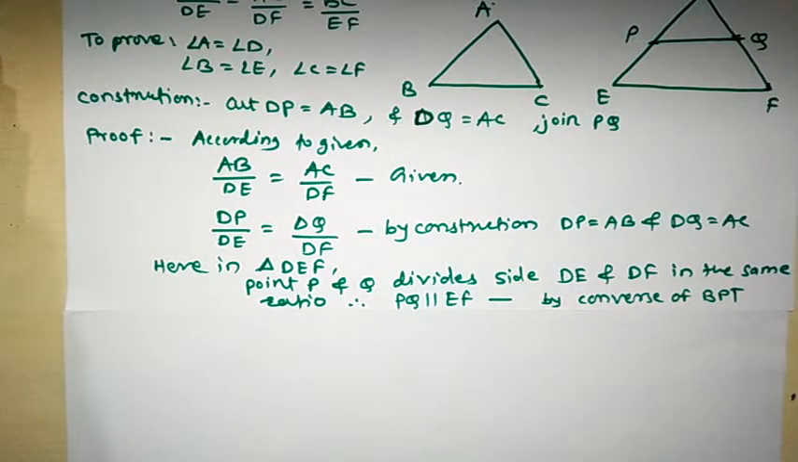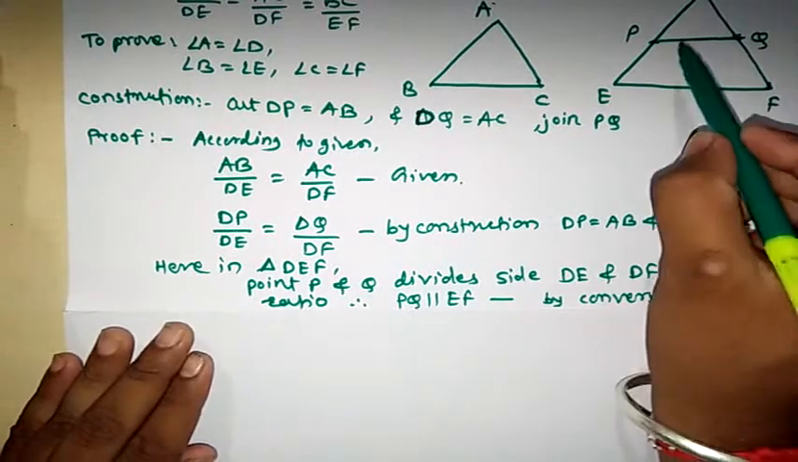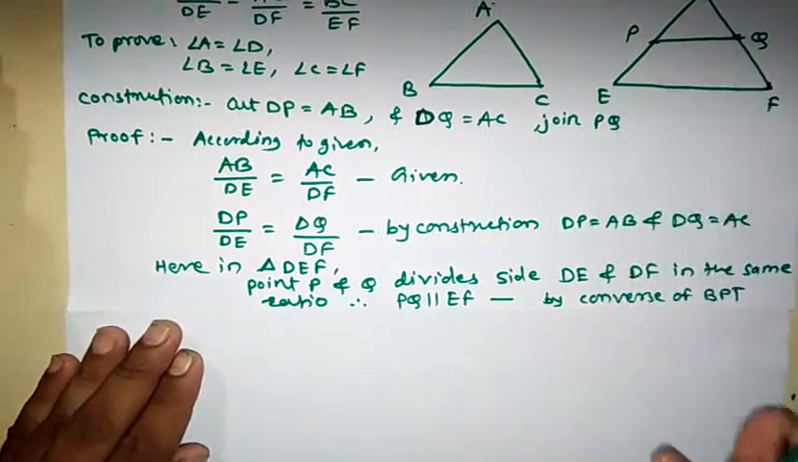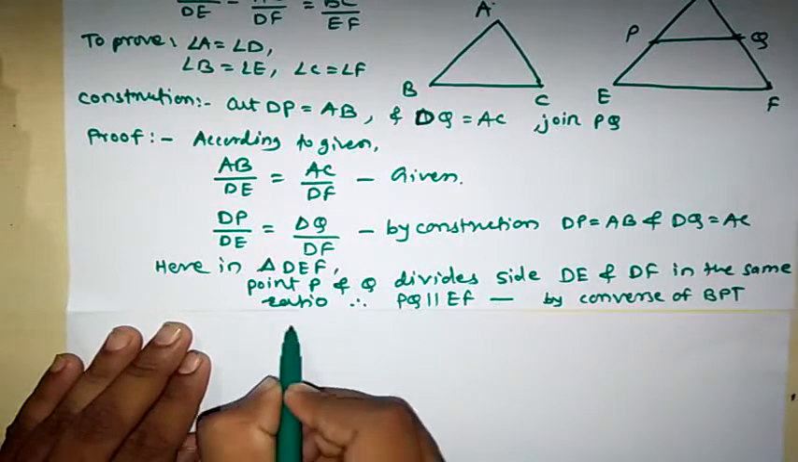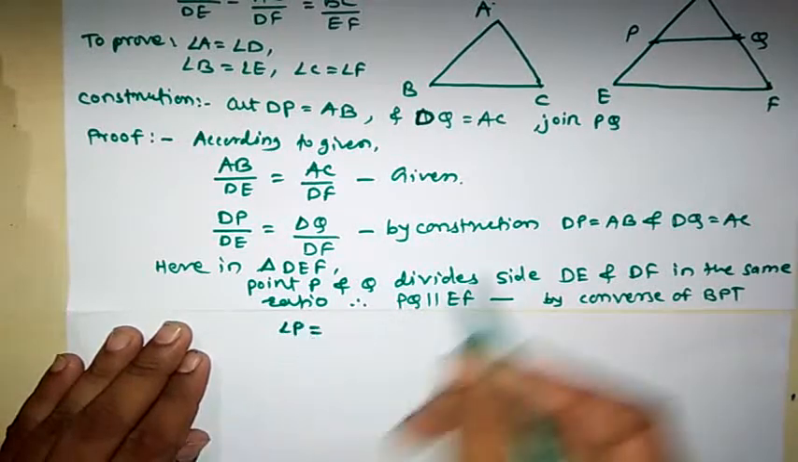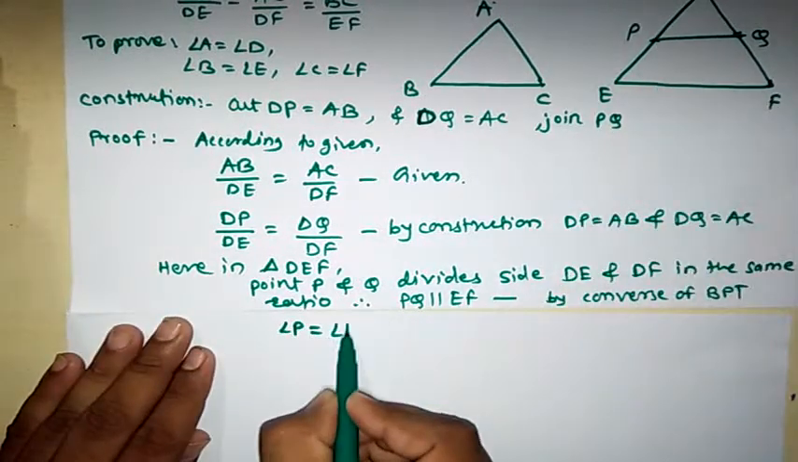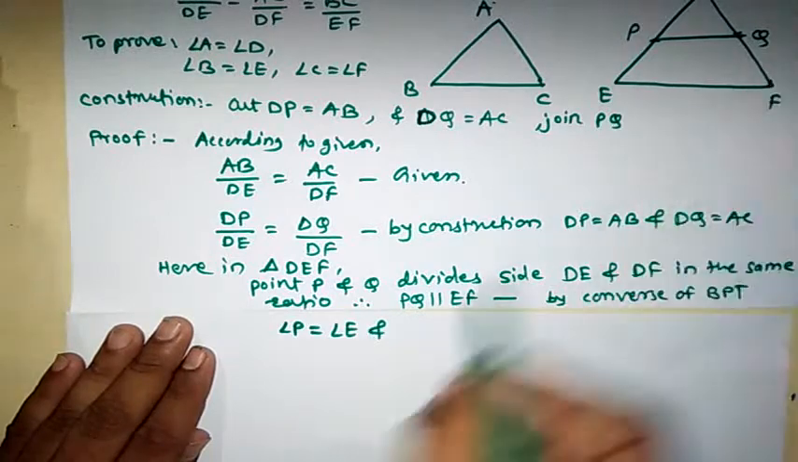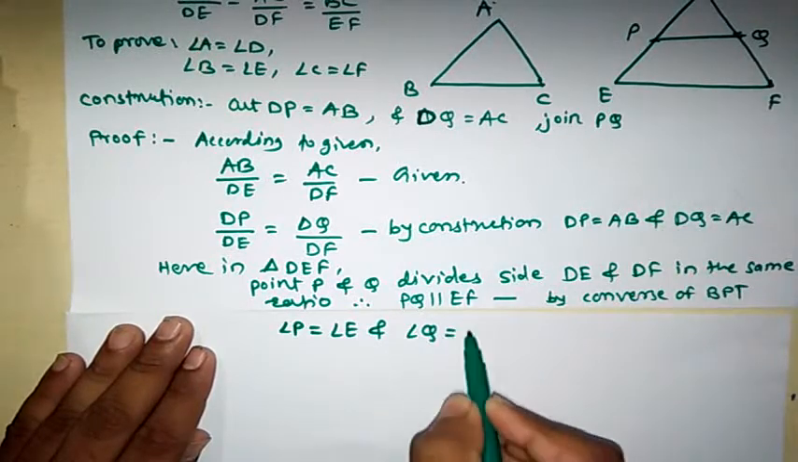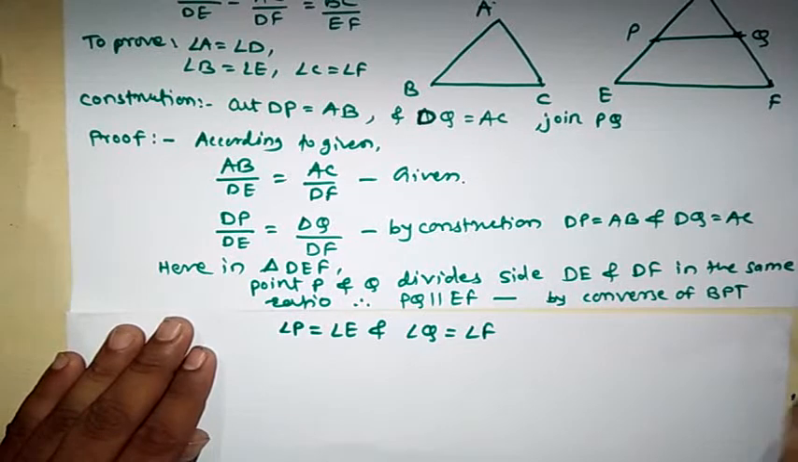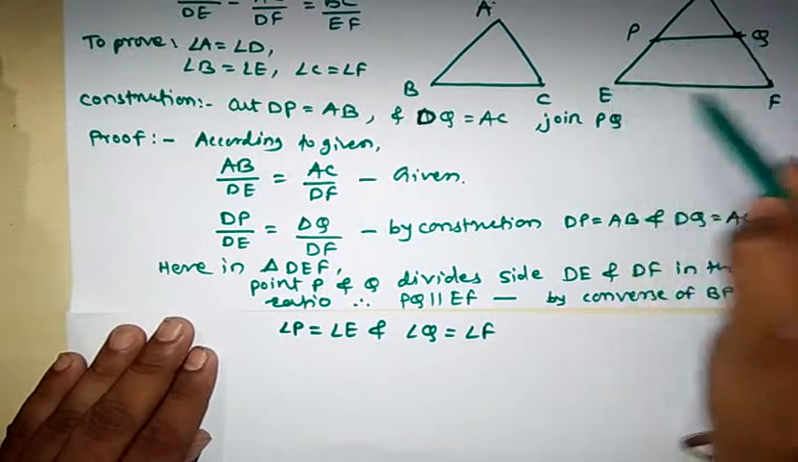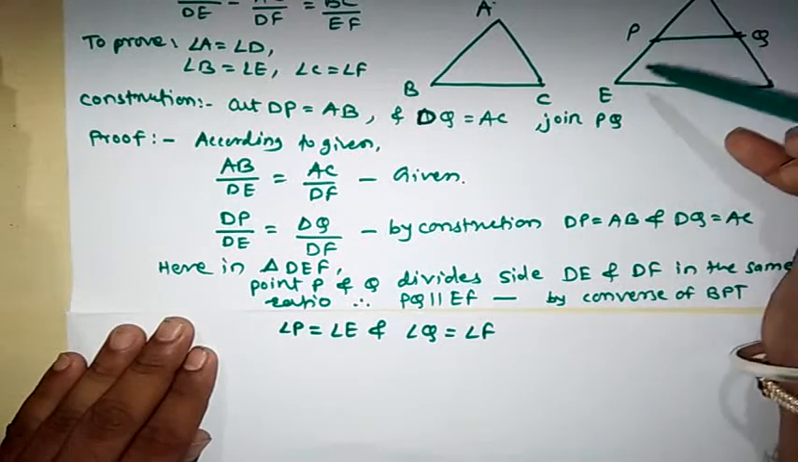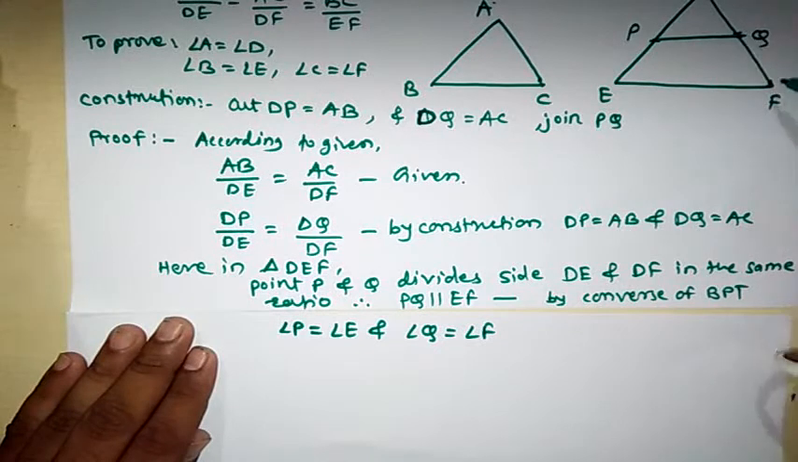Now, see here, we got PQ is parallel to EF. Can we write angle P is equal to angle E and angle Q is equal to angle F? We can write, because if PQ is parallel to EF, then angle P is equal to angle E and angle Q is equal to angle F.